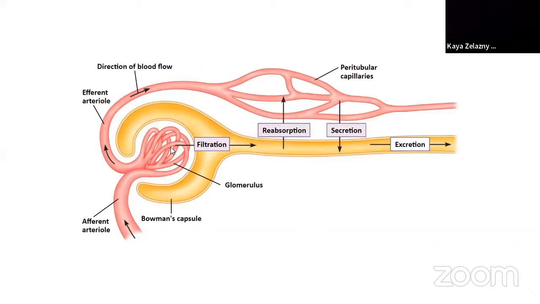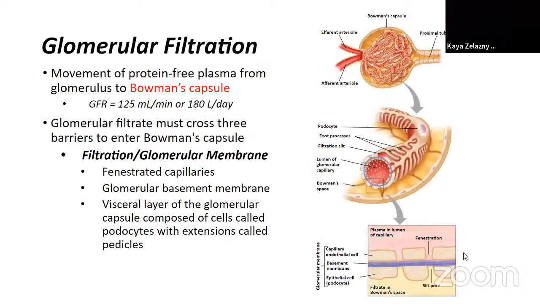So filtration is from the glomerulus into the tubule, and that's the beginning of this whole process in the nephron. Reabsorption is from the tubular fluid back into the plasma, secretion is from the plasma into the tubular fluid, or excretion out of the body. You see all these happening. We're going to start out with glomerular filtration.